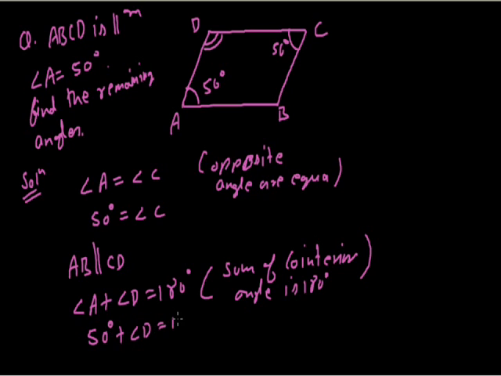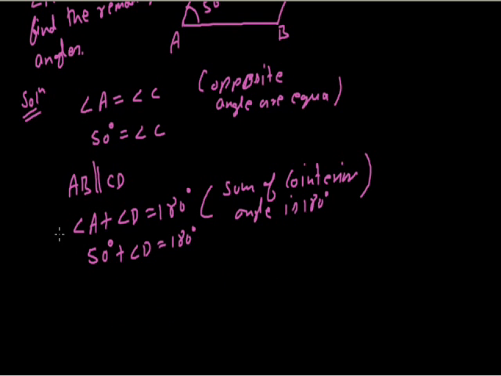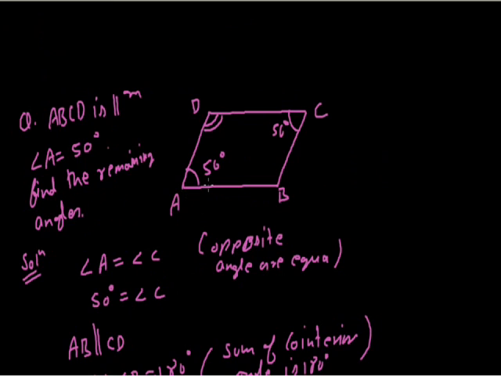So angle A we know, that is 50 degrees. Angle D is equal to 180 degrees minus 50 degrees, which is equal to 130 degrees. So angle D is equal to 130 degrees.